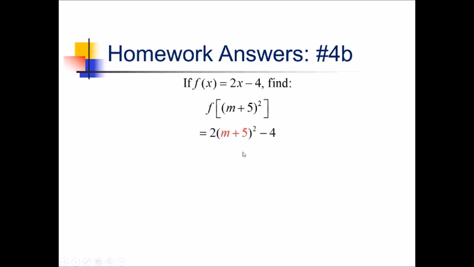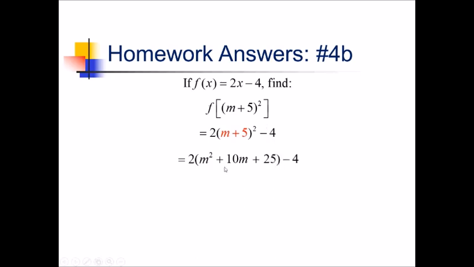Now, I do have to simplify this a bit. I'll start by applying this exponent. So I'll have 2, and then I'll open a parentheses. First thing squared is m squared. Multiplying these things together and doubling it gives me plus 10m. And then finally, 5 squared is 25 in there. Still have that negative 4 outside as well.